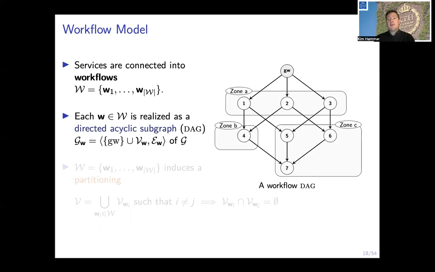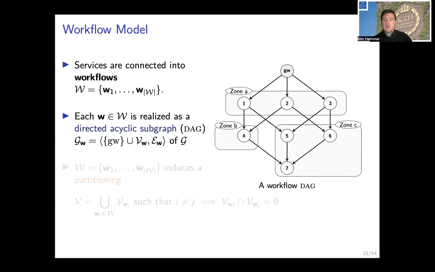And this leads me into our main assumption in the model, which is that every node is part of exactly one workflow. And I claim that this is without loss of generality, because if you want to model a node that is part of many workflows, you can always do that by just splitting up the nodes into many smaller ones, each of which is only part of one workflow.